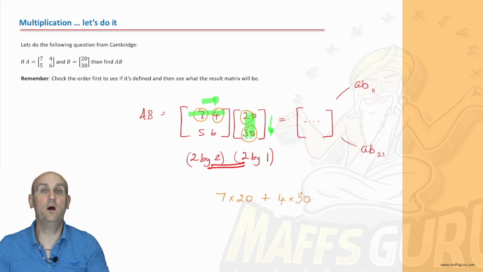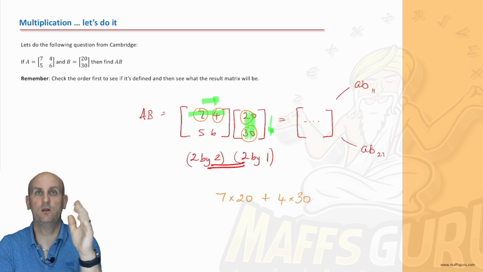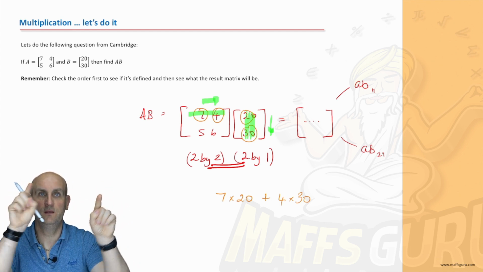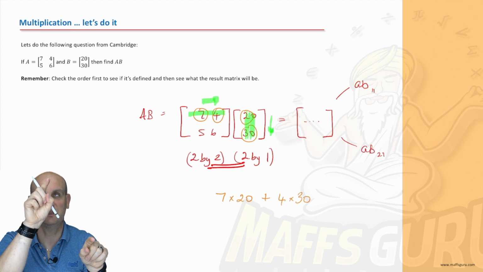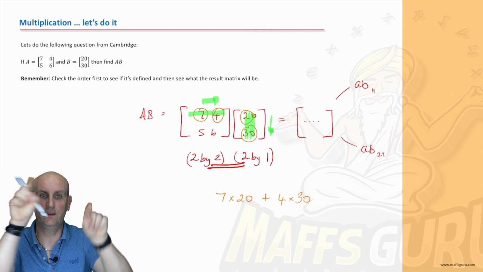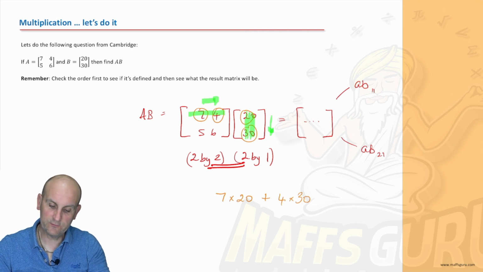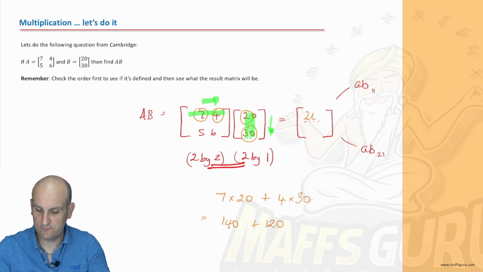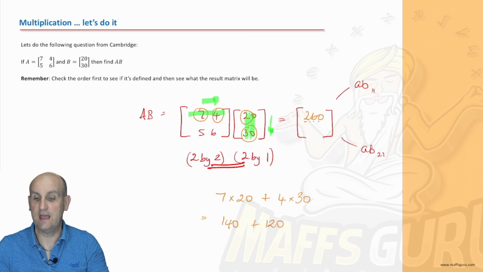Now you're going to say why, and I'm just going to say, guys, you just accept it. You go row by column, first row times first number, second row times second number, as it were, as you go. So notice I'm going across and down, across and down. All right, so let's work that out. 7 times 20 is 140, 4 times 30 is 120. Add those together, gives me 260.